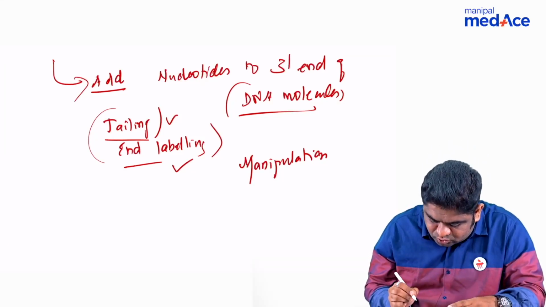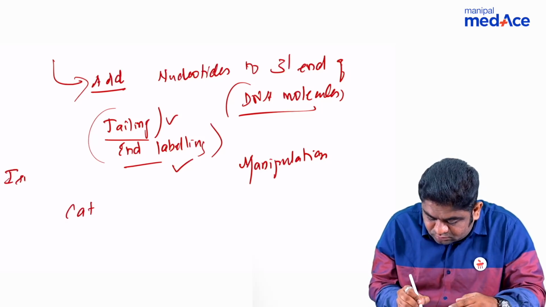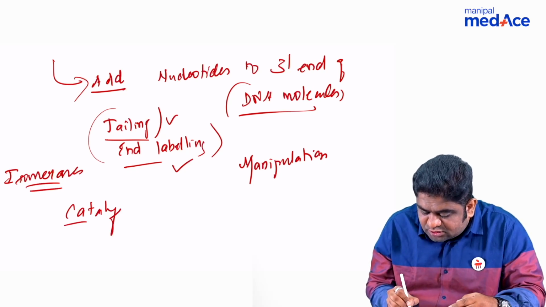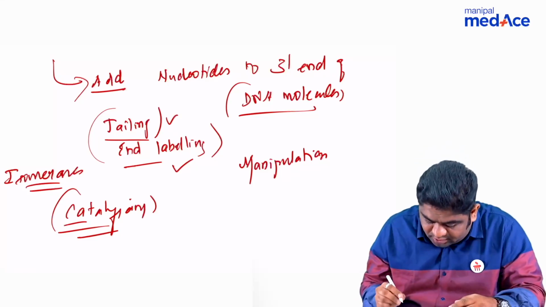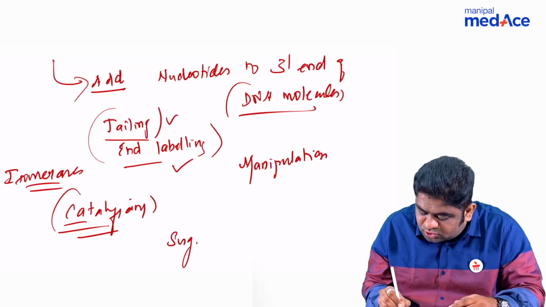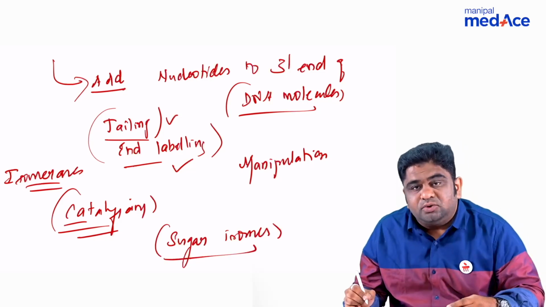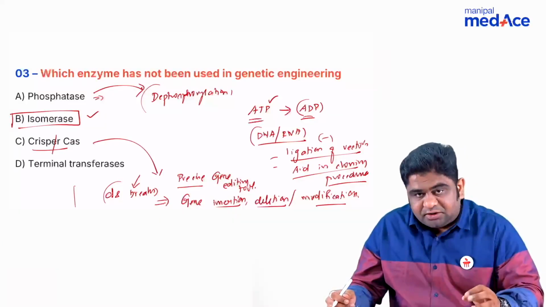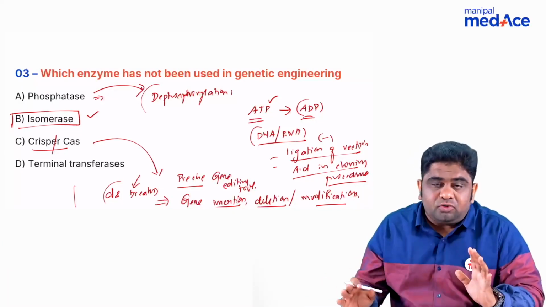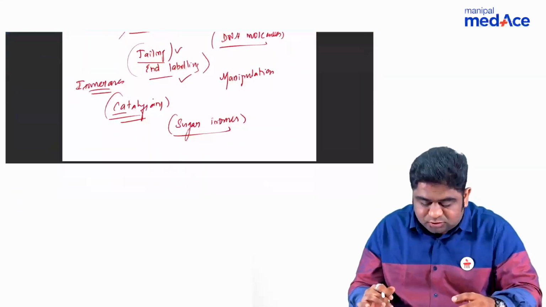So what does an isomerase do? The isomerase is capable of catalyzing rearrangement of molecules. Within a molecule, atoms also can be rearranged. So you can convert one sugar isomer into another sugar isomer, which will not play much of a huge role in manipulating the whole DNA per se. Even in worst case scenario, isomerase may also be used, but among the four options, the least commonly used in genetic engineering has to be isomerase. For that reason, we choose option B.